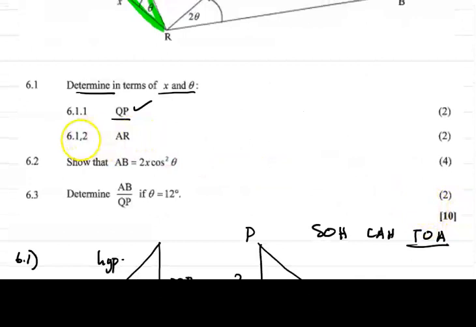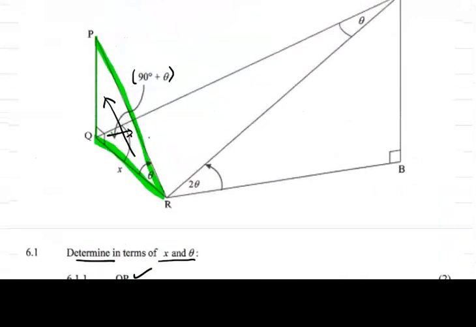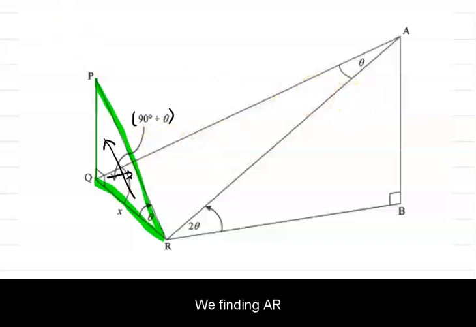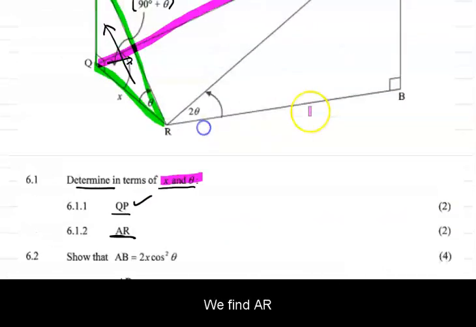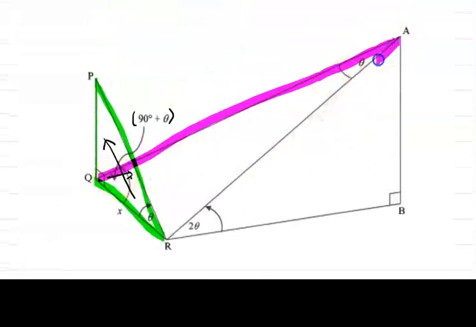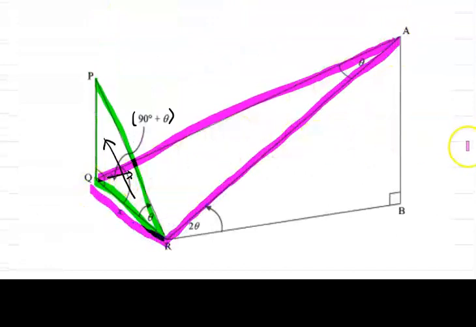Let's go look at the next one, 6.1.2, QR. QR is this side of this triangle here. They want us to represent it in terms of X and theta. Let's not forget the question. The triangle that we have here is a non-right angle triangle. For a non-right angle triangle, you can use either the sine rule or the cosine rule to solve for an unknown side. So let's look at the information that we have: theta, X, and 90 plus theta.